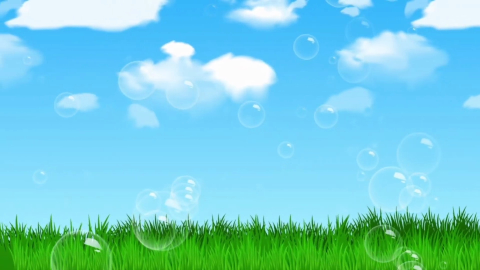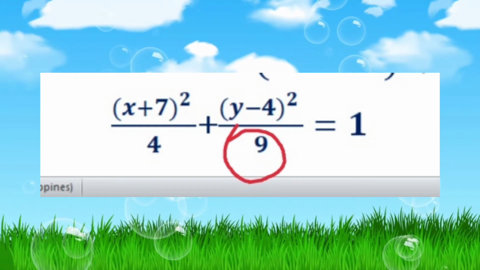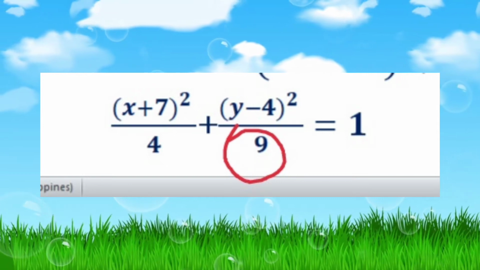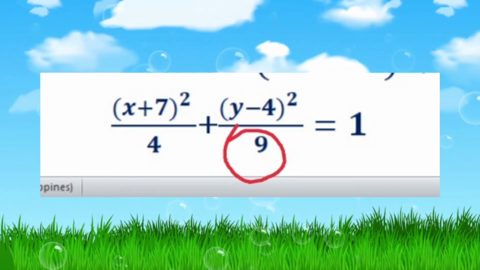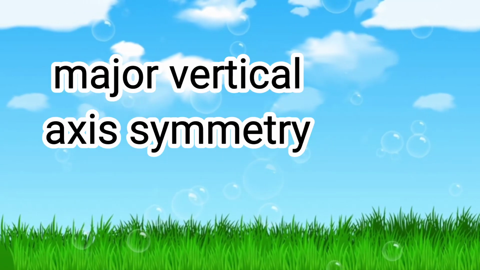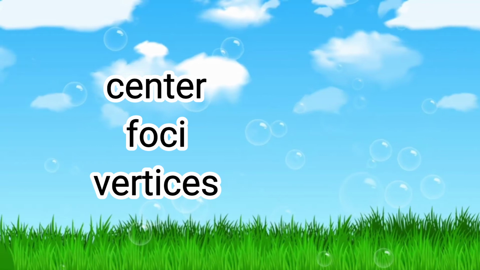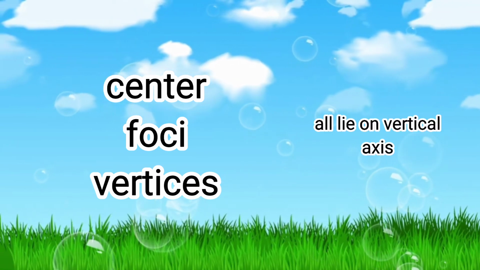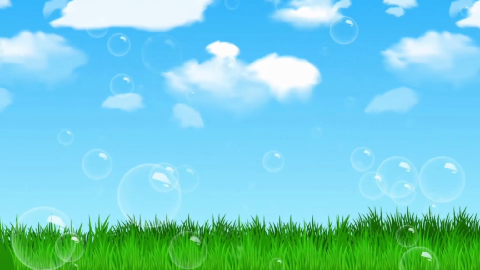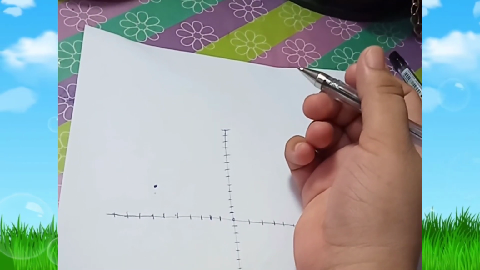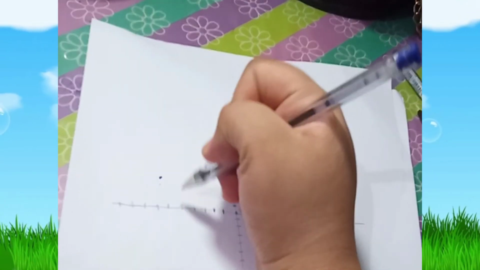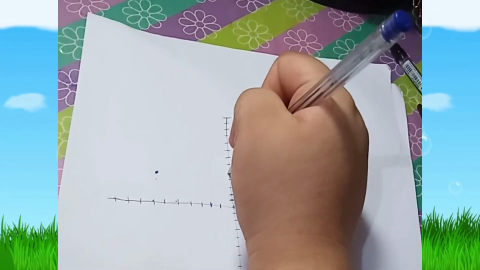As we can see here, our a squared is in y. Going back to our equation, our a squared is (y minus 4) squared over 9. So our a squared is in the y axis. So it is a major vertical axis symmetry, where our center, our foci, and our vertices all lie on the vertical axis. To come up with our graph, we need to first find the center, and based on our equation, our center lies on the negative 7 and the positive 4 spot or units.